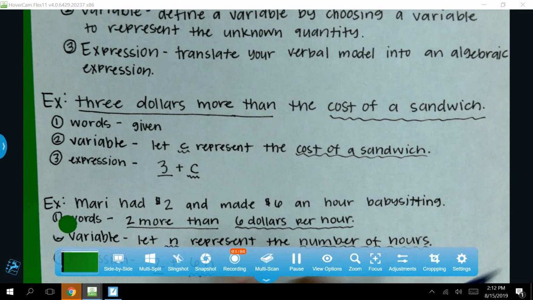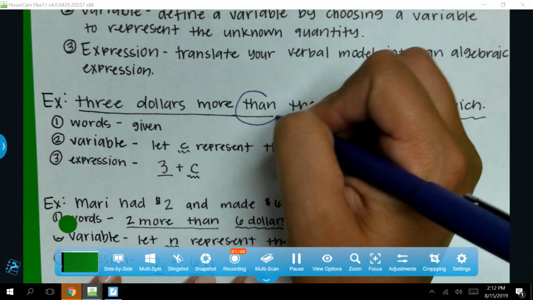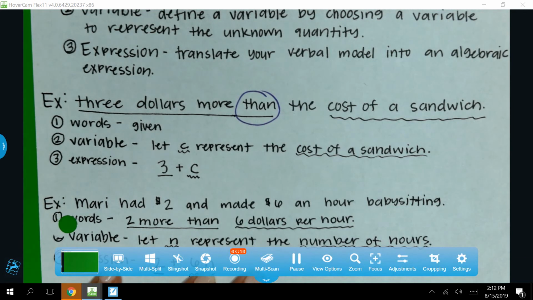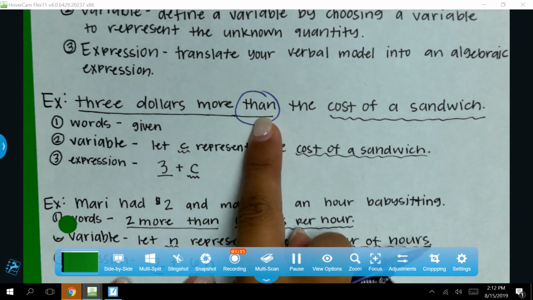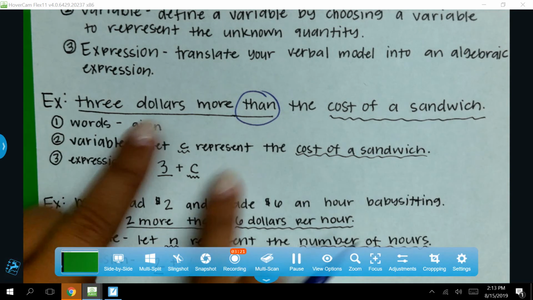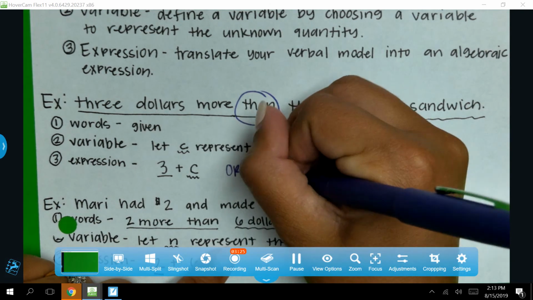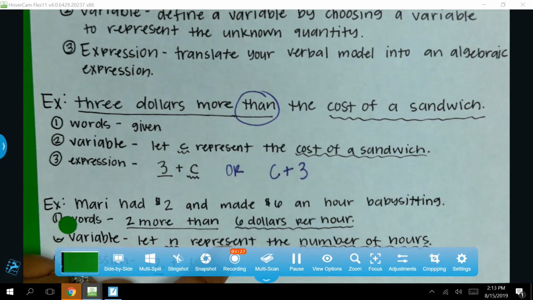But, yes ma'am? It says more than. So that means that we need to switch them. Remember that than is a turnaround word that we talked about yesterday. So since 3 came first and C came last, really I need to switch these two. So that's what you need to write in. C plus 3.